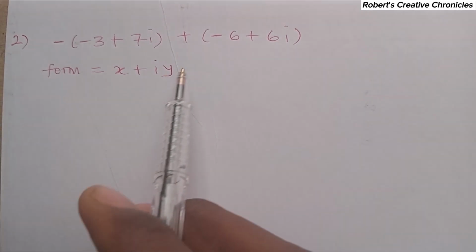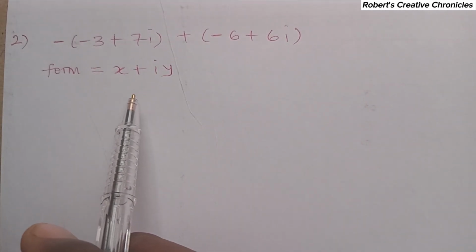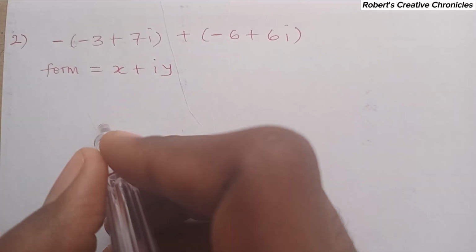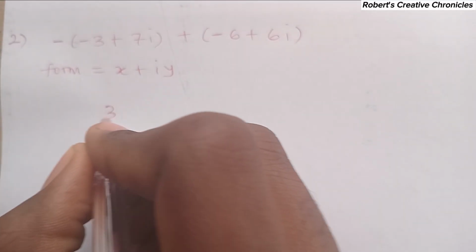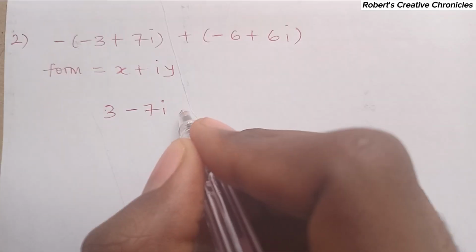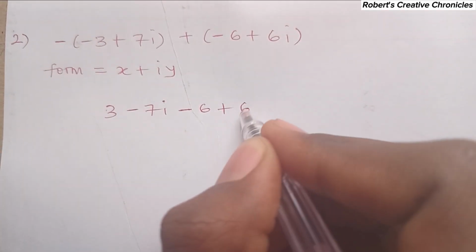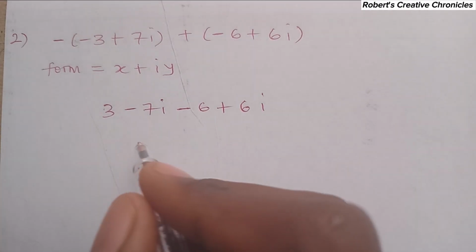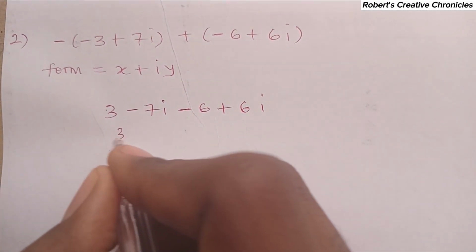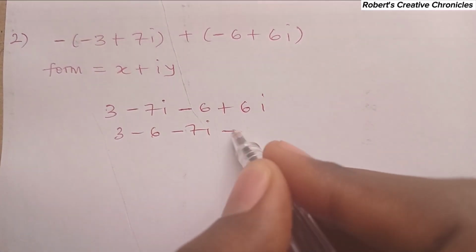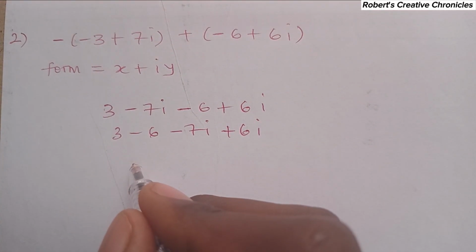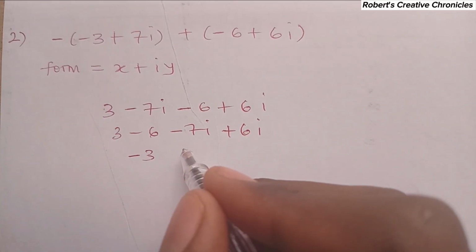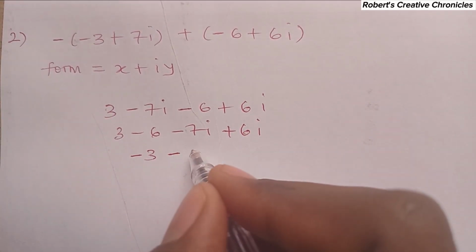It says we should write this expression in this form. So now we will work it. We open the bracket, it becomes 3 minus 7i minus 6 plus 6i. So we put the real components together and the imaginary components together. So 3 minus 6 minus 7i plus 6i. 3 minus 6 is what? Negative 3. Then this one will be 6 minus 7, which is minus 1. And that is minus i.